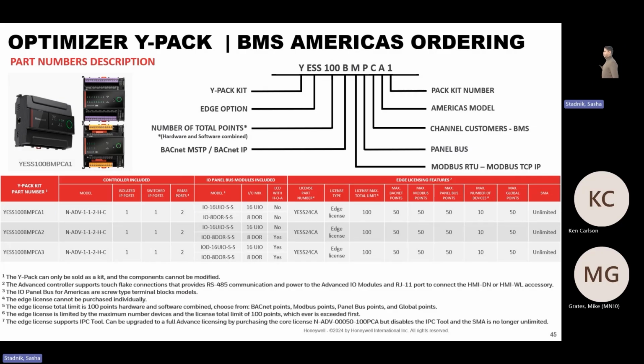Just FYI, if you want the kit, it comes with the Advanced and the two IOs. You cannot split it, you cannot change it, you cannot do anything. Now, the distributors can do whatever they want in their stock, but at least for us, we only sell it as a bundle kit. So are these in the parts list or in the pricing list?